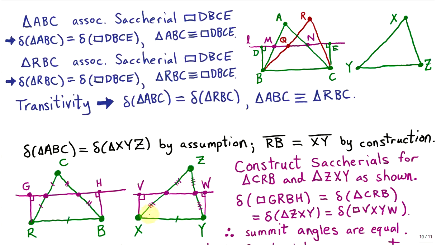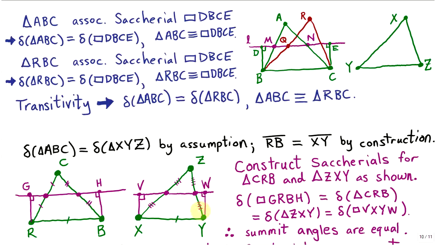And this, in turn, is equal to the angle deficit of its associated secarial, VXYW. So these two secarials have the same angle deficits. This, in turn, implies that the sum of the summit angles on each is equal. It's a little bit odd because here the base is actually at the top of our diagram, GH and VW. So the summit angles are down here at R and B and X and Y.